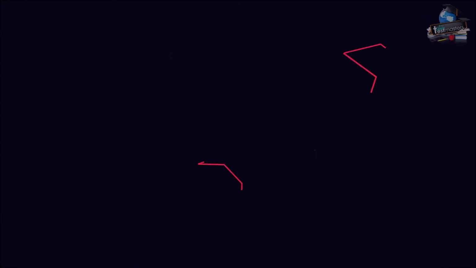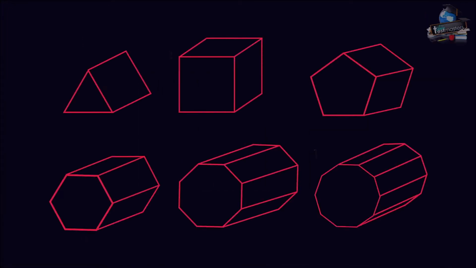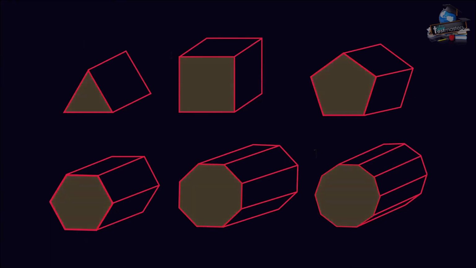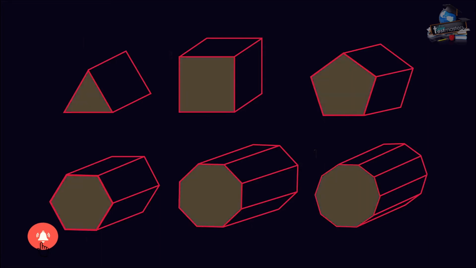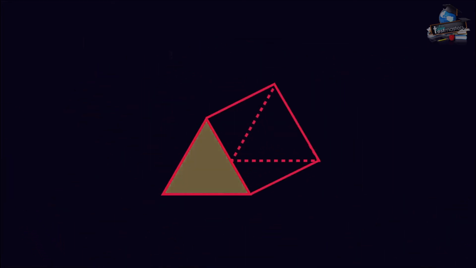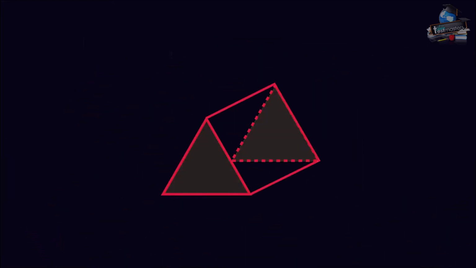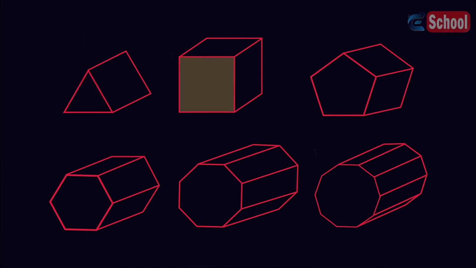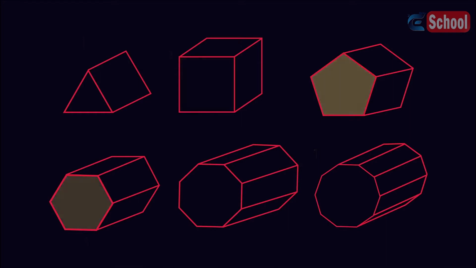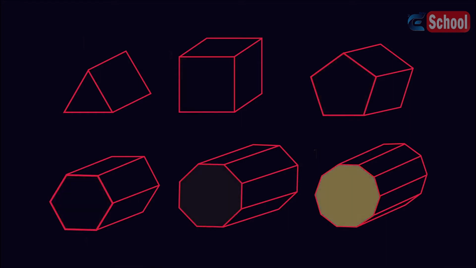To calculate the volume of prisms, we always calculate the cross-sectional area first. This is the area of one of the two identical faces in a prism. Depending on what face we have, determines how we calculate that area. It could be the area of a triangle, or a square, a pentagon, hexagon, or anything really.